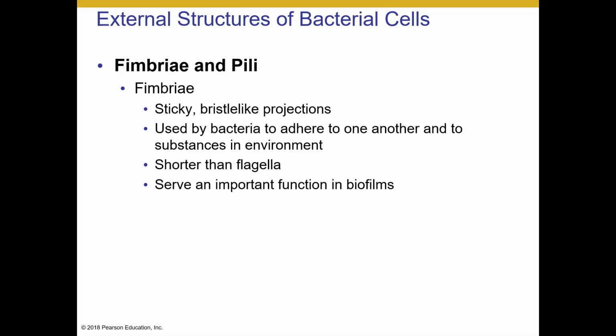Besides flagella, bacteria have smaller hair-like structures called fimbriae and pili. These aren't for movement, they're for attachment and interaction. Fimbriae let bacteria cling to each other or to surfaces, while pili, a special type of fimbriae, help transfer DNA from one bacterium to another. Analogy: if flagella are the legs, fimbriae are the hands, and pili are the USB cables for sharing information.